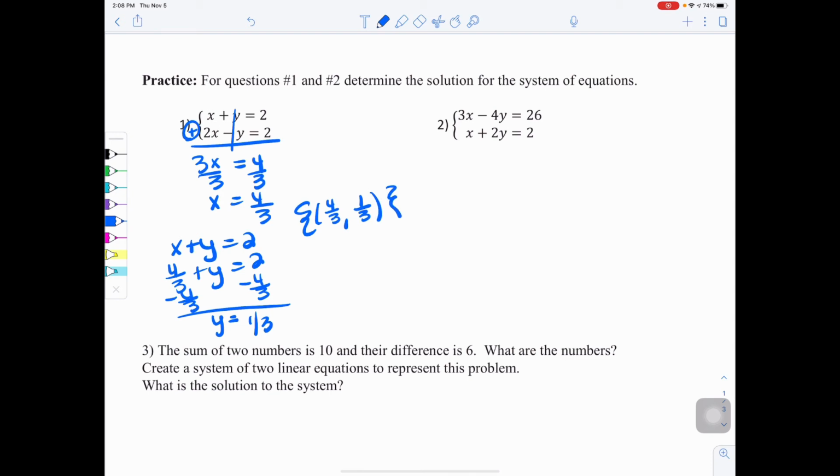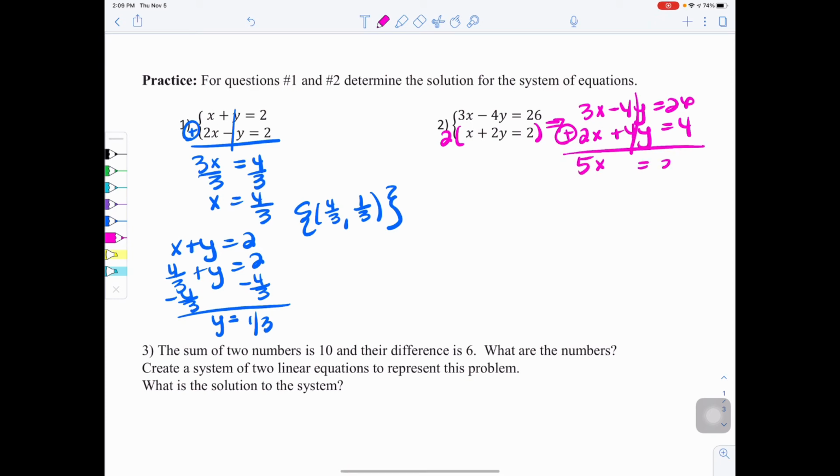In number 2, 3x minus 4y equals 26 and x plus 2y equals 2. I do not have any opposites, so I need to make opposites, and I decided to eliminate the y's by multiplying this equation by 2. That gave me the new system, 3x minus 4y equals 26, and then the new equation on the bottom, 2x plus 4y equals 4, and now I can add them together. I end up with 5x equals 30. I then divide by 5, and x is 6.